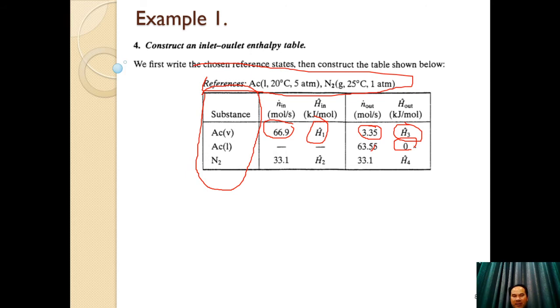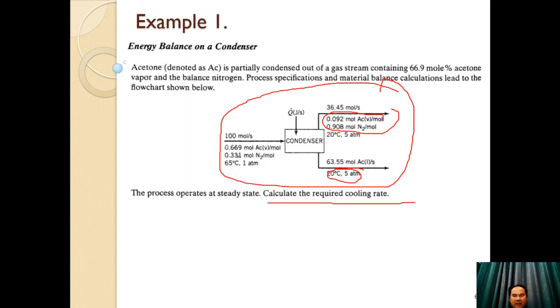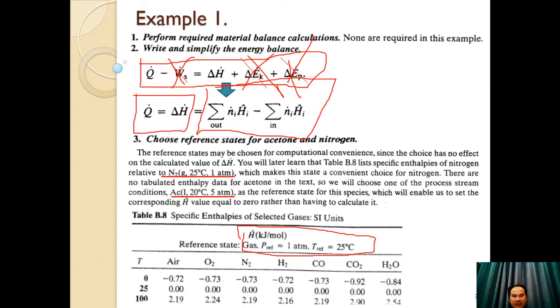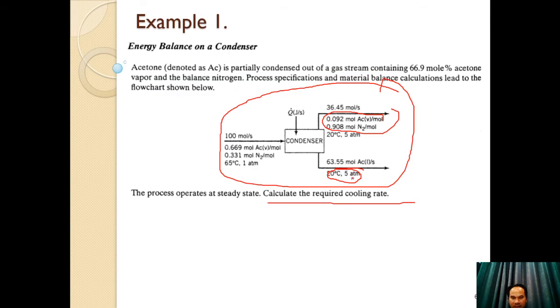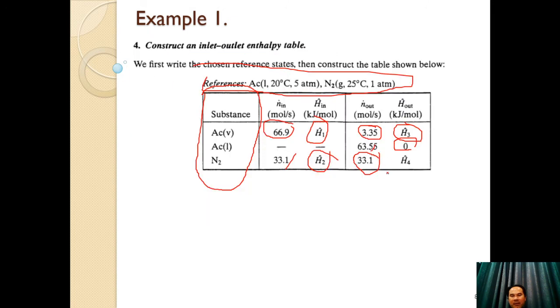The next step, we talk about nitrogen in the gas phase. Nitrogen input is 0.231 multiplied by 100, so you get 23.1 moles of nitrogen per second. We denote S2 as the entropy of nitrogen input. And for nitrogen output, input equals output for nitrogen. It's 0.908 multiplied by 36.45, and we denote S4 as the entropy of nitrogen.